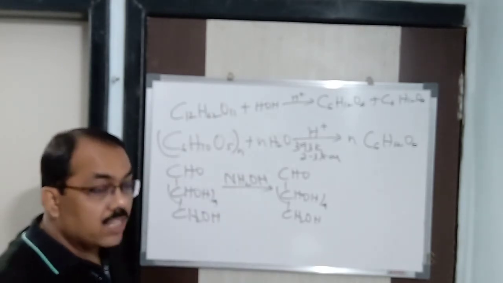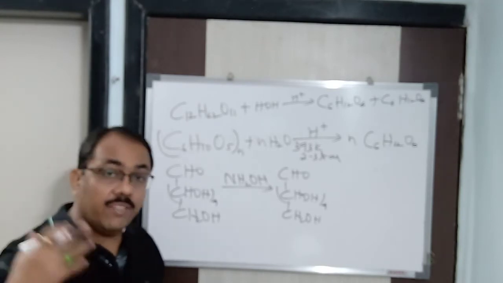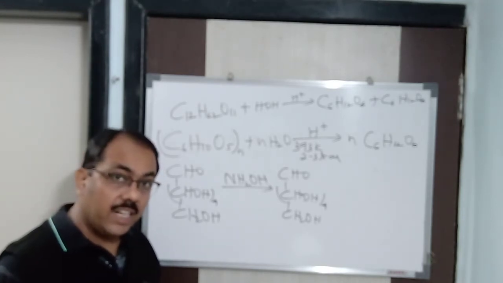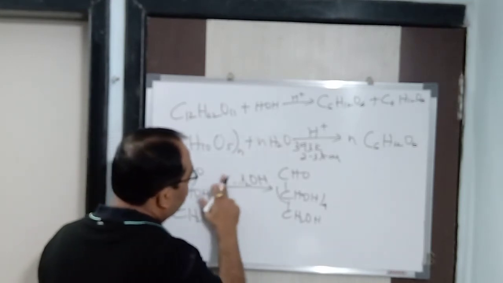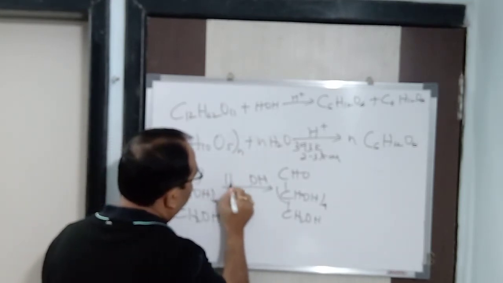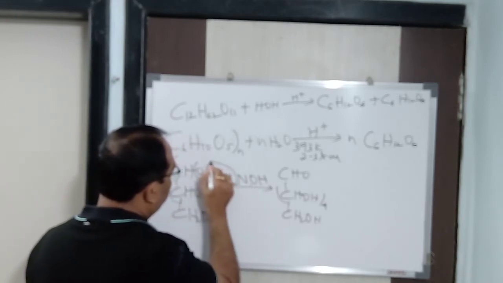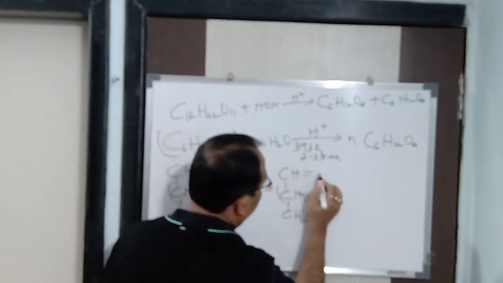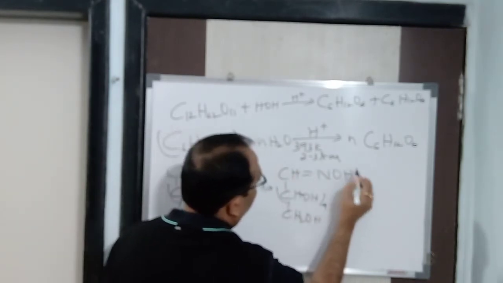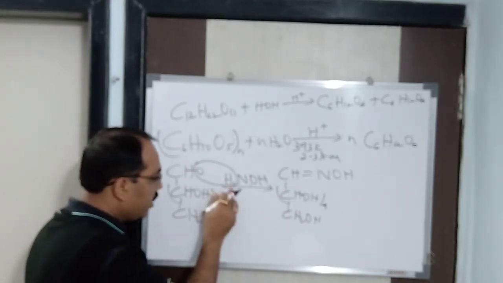No. NH2OH will react with the aldehyde. We have already seen it in the aldehyde chapter. Rather, I should write it in this way, because water will be released. And when this water is released, what is the product? The product is CH double bond NH. This is your answer. We should write the reaction in this way.